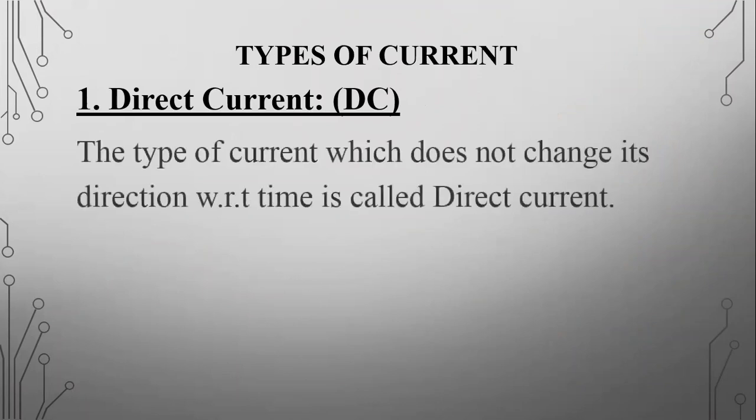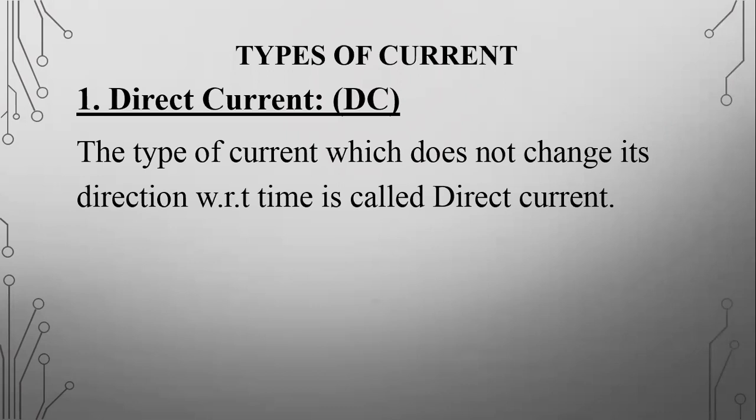So direct current is the type of current which does not change its direction with respect to time. This is called direct current. तो ये करंट की वो टाइप है जिसमें ये अपनी डायरेक्शन टाइम के साथ चेंज नहीं करता. So this type of current is called direct current, which does not change its direction with respect to time.